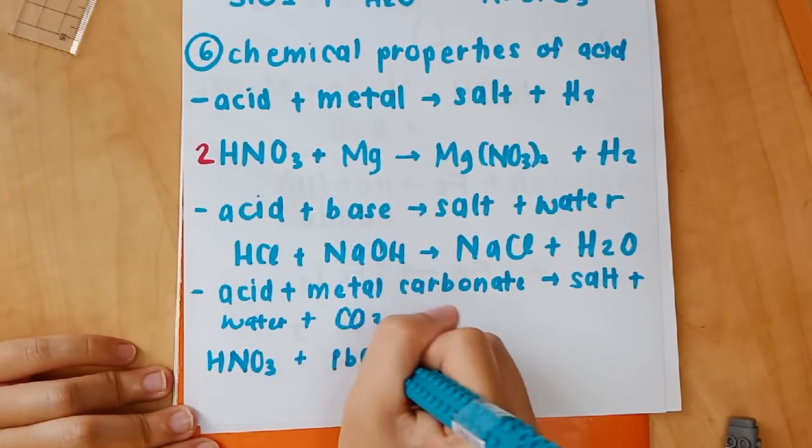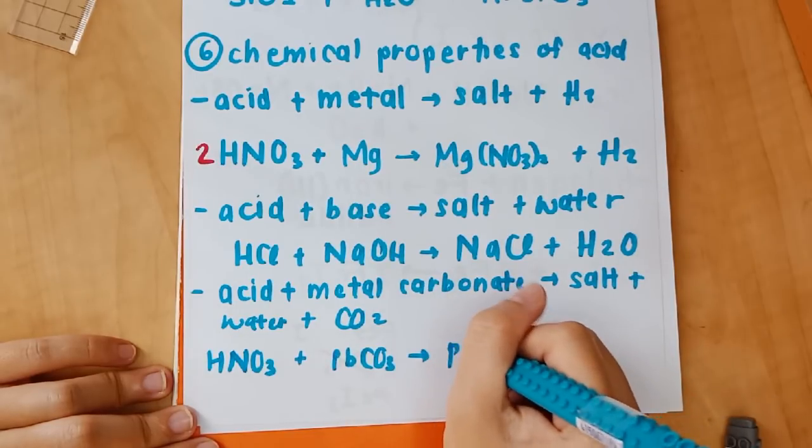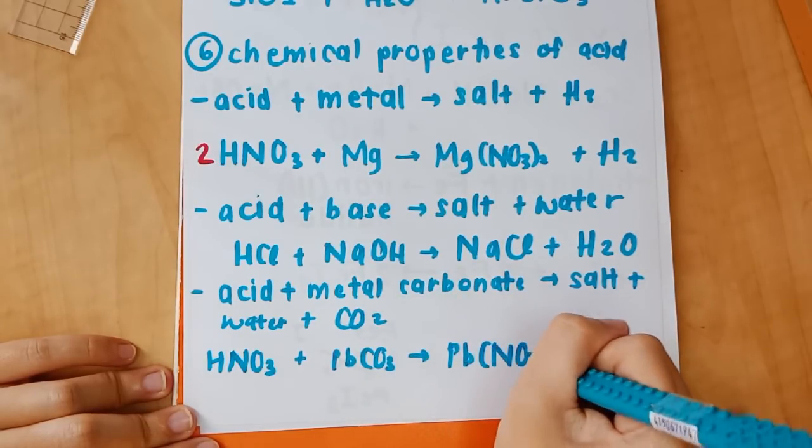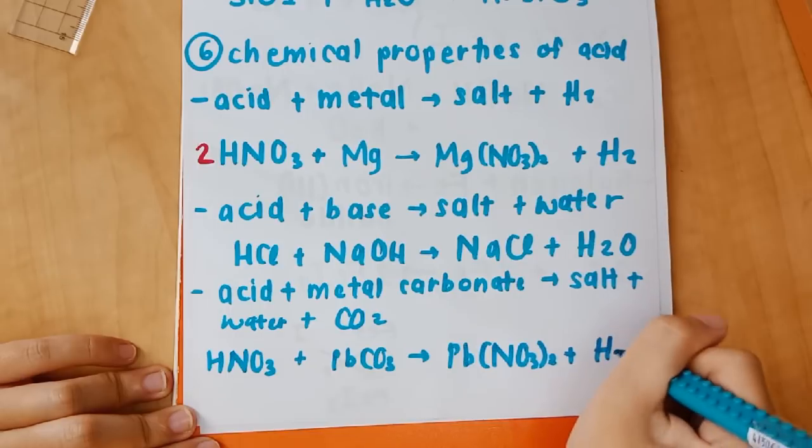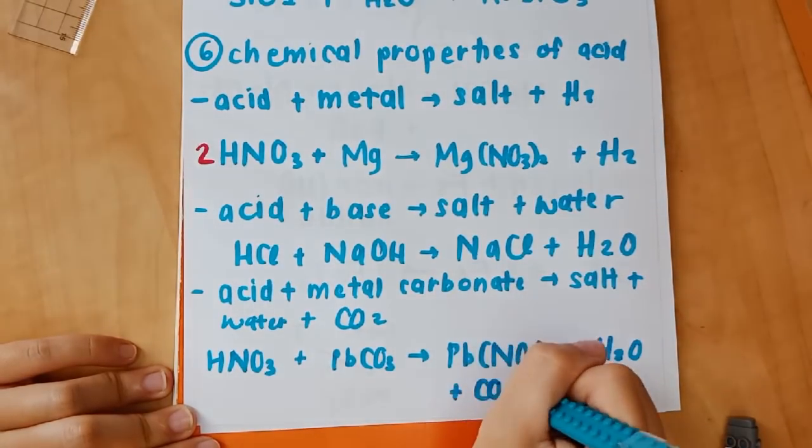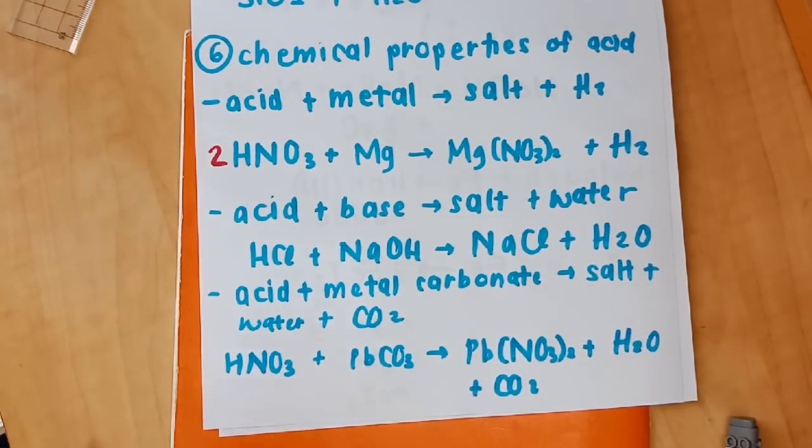So to obtain the product, you can again use the cross method, and the rest of the products are already written for you. So you have to add water and CO2. The last step is just to balance this chemical equation.